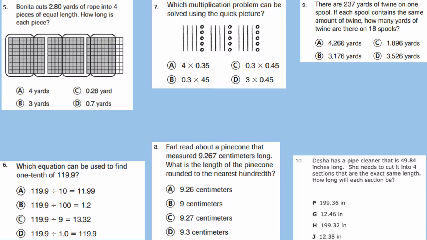Question number 5. Benita cuts 2 and 80 hundredths yards of rope into 4 pieces of equal length. How long is each piece? Well, you see we have 1, 2, 3, 4 equal groups. How many are in each group? So count the number of tenths. 1, 2, 3, 4, 5, 6, 7 tenths in each group. So the answer is D.